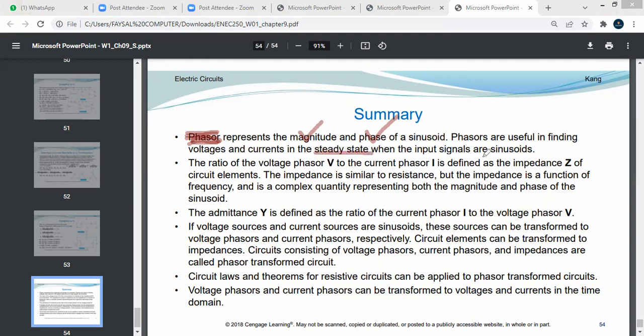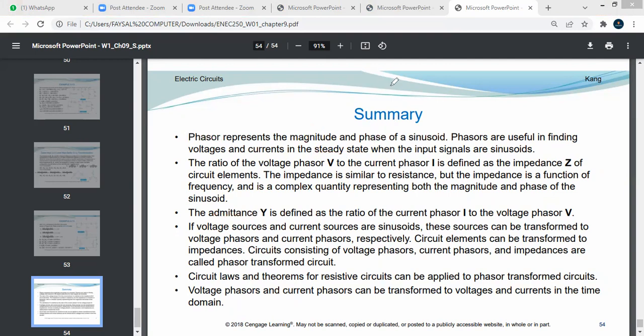When the input signals are sinusoidal, the ratio of the voltage phasor to the current phasor is known as impedance, and this value is a function of impedance. Now the third point is the admittance. Admittance, the Y value, is defined as the ratio of current to the voltage. So this is the main summary of my lecture number 9, part number 1.